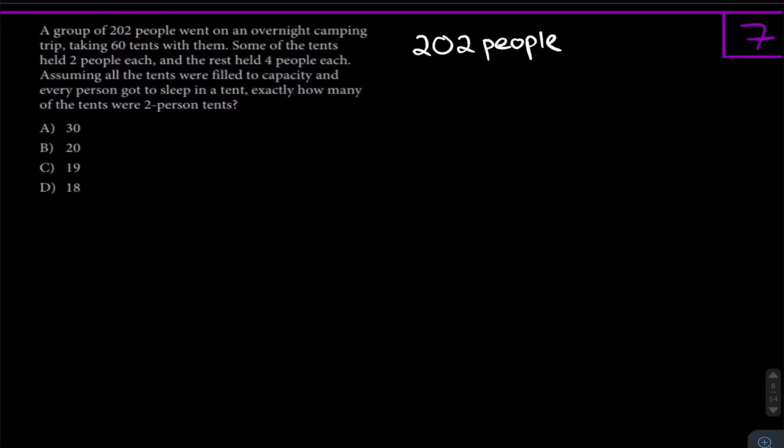Anyways, we have 202 people. We have 60 total tents. We have tents that have 2 people each, 4 people each, and we're asking how many of these tents there were. The thing that pops into my mind is setting up a system of equations. You won't really know it's a system yet, but looking at this, you're going to have to set up some kind of equations here.